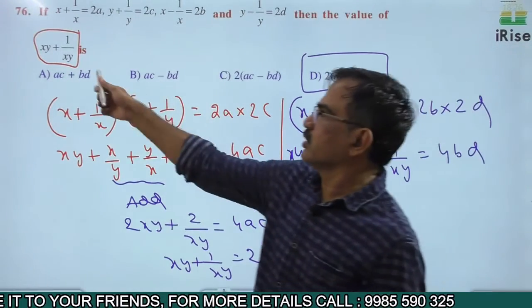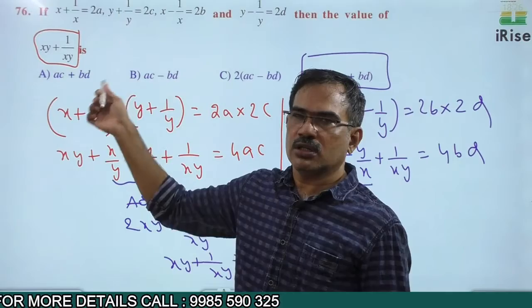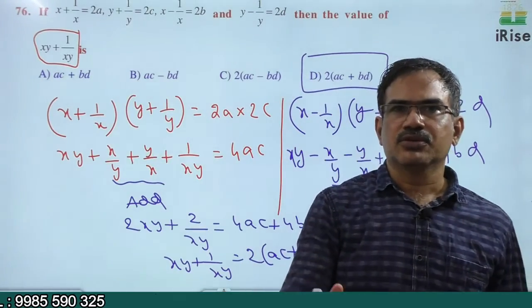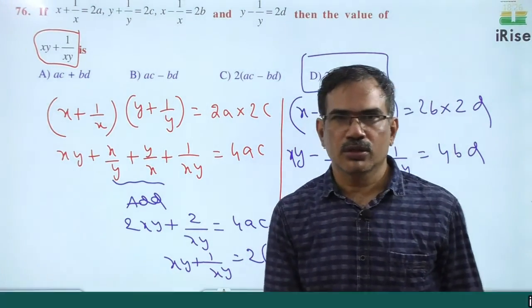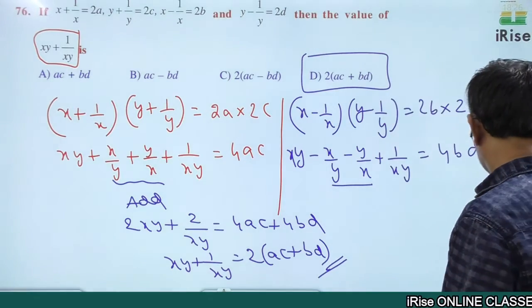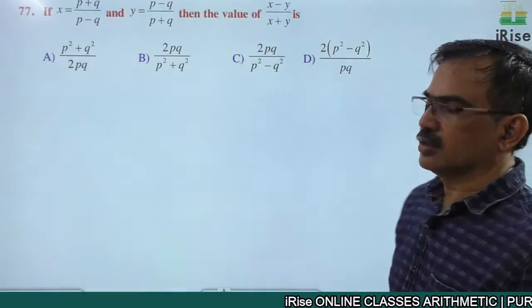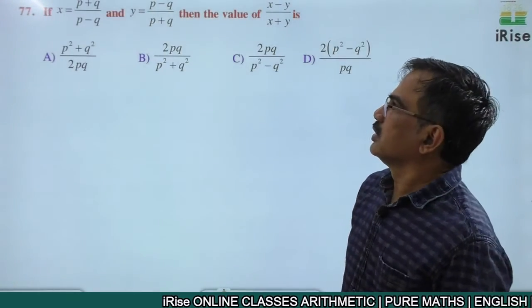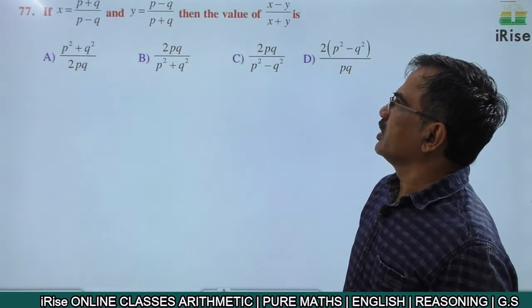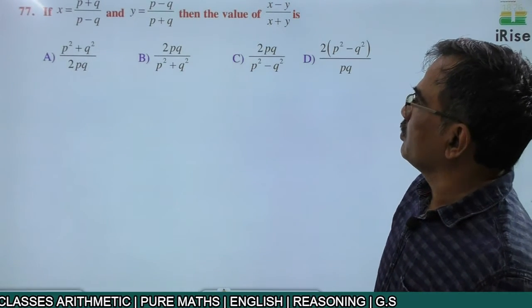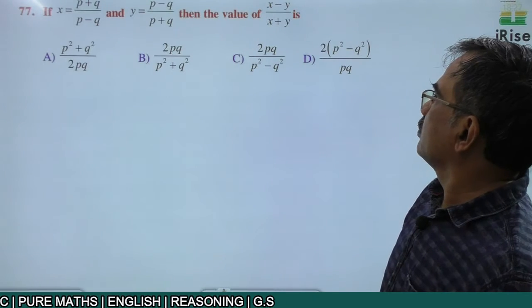So generally either the question or the options sometimes give the idea to solve the question. Next question: x is (p plus q) by (p minus q), y is (p minus q) by (p plus q). What is (x minus y) by (x plus y)?